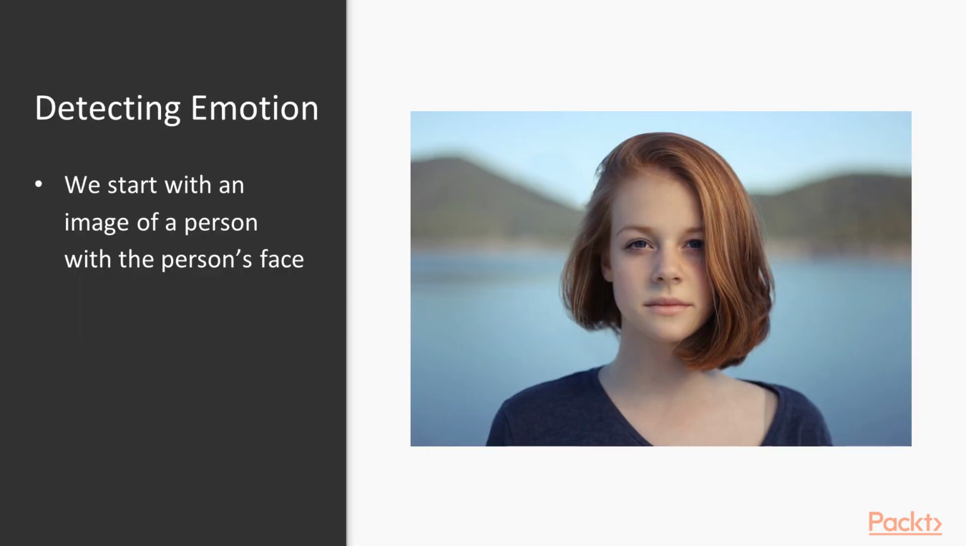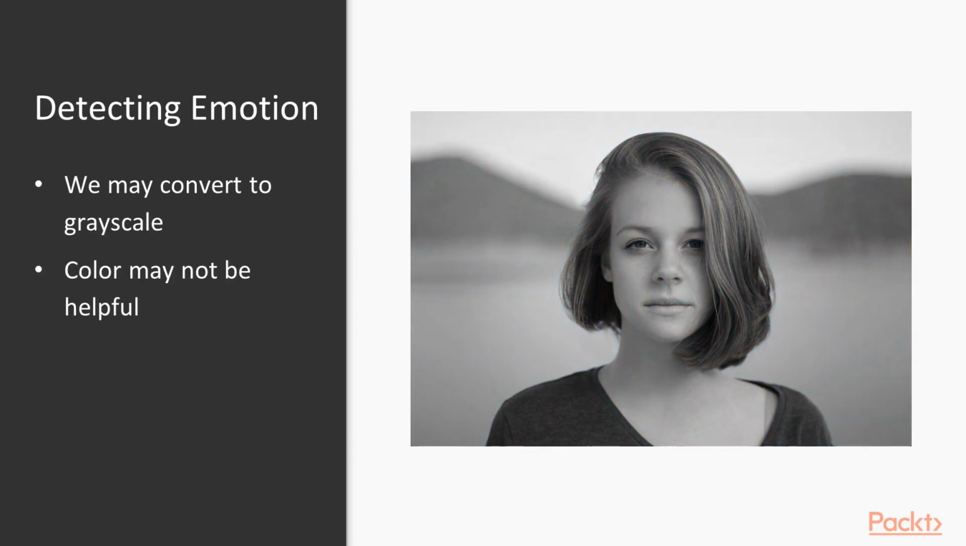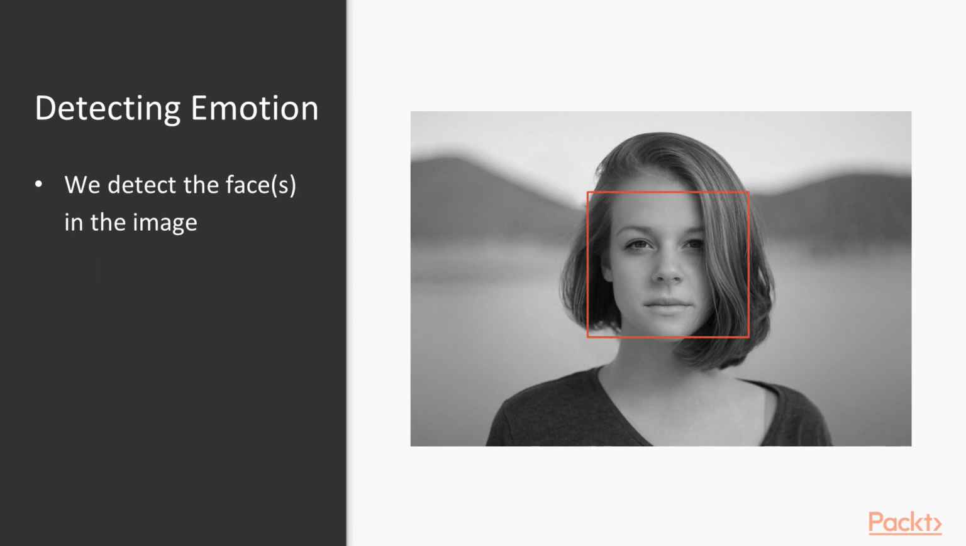Here is an overall description of detecting emotion. We will start with an image of a person with their face. One pre-processing step we may take is converting the image to grayscale, if we think that color won't contribute much to our classifier. A major step in the process is detecting the faces in the image. We have already seen approaches to detecting faces, and in this section we will be using a dataset where faces are already the majority of the image, but elsewhere this would be the first big challenge.